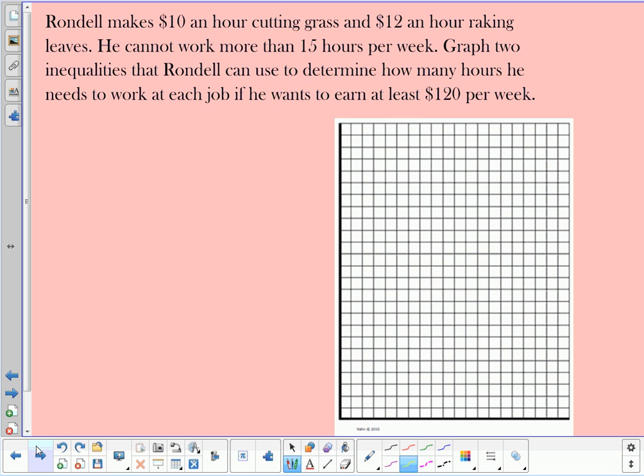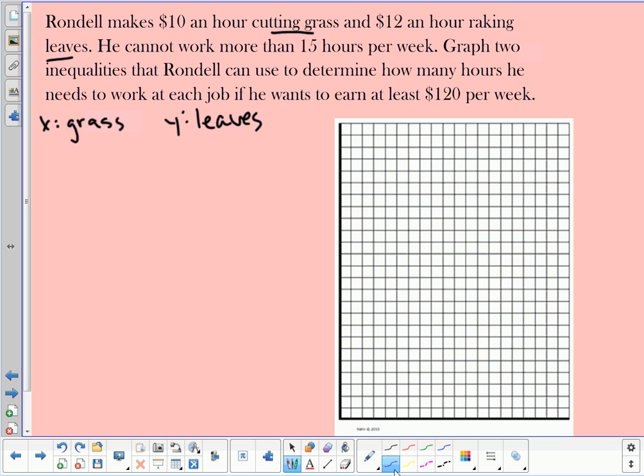In number 8, it says, Rondell makes $10 an hour cutting grass and $12 an hour raking leaves. He cannot work more than 15 hours per week. Graph 2 inequalities that Rondell can use to determine how many hours he needs to work at each job if he wants to earn at least $120 a week. Okay, so 2 things happening here. One is cutting grass, one is raking leaves. So I'm going to say X is cutting the grass and Y is raking the leaves.